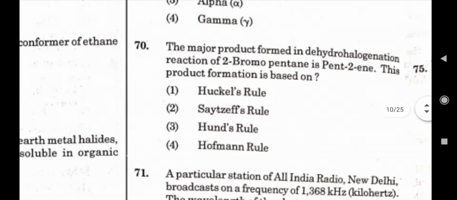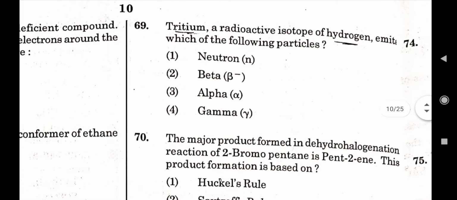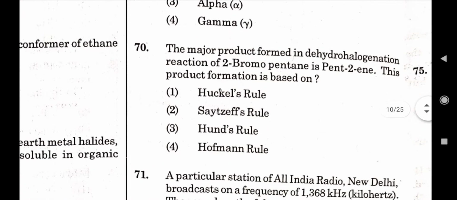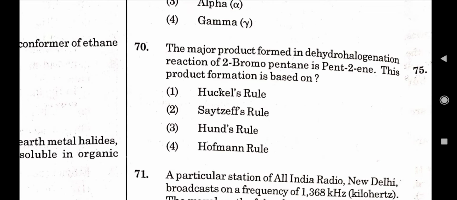Now coming to question number 69. Tritium, a radioactive isotope of hydrogen, emits which one of the following particles? इसका जो correct option है that is option 2, beta negative. The major product formed in dehydrohalogenation reaction of 2-bromopentane is pent-2-ene. This product formation is based on, इसका जो correct option है that is option second, Saytzeff's rule.